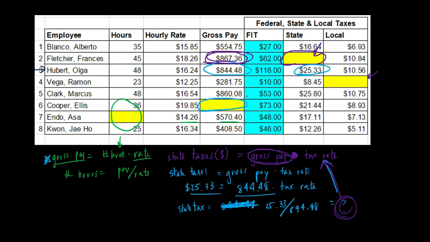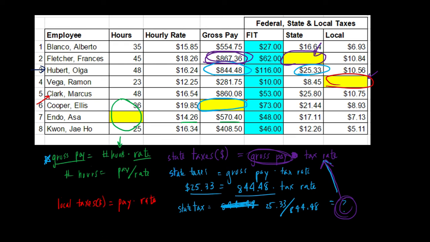You'd use the same technique to find local taxes. For Ramon Vega, the local is missing. So we could use someone else. You could use Olga again. You could use anyone who has all their information filled in. So maybe we use Marcus this time. And you would set up the equation for Marcus to solve for the rate. So remember, this time we're talking about local taxes. Our taxes, the dollar amount, is equal to our gross pay multiplied by the tax rate.